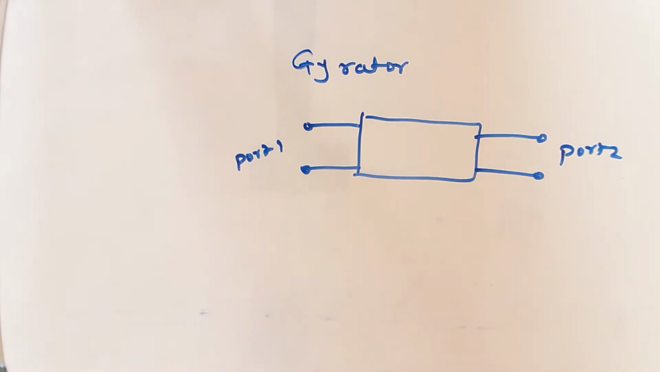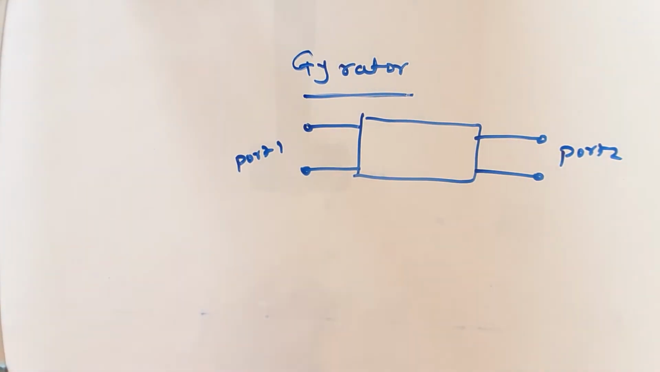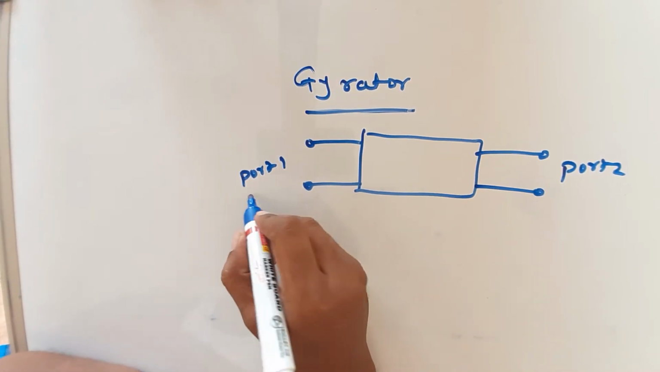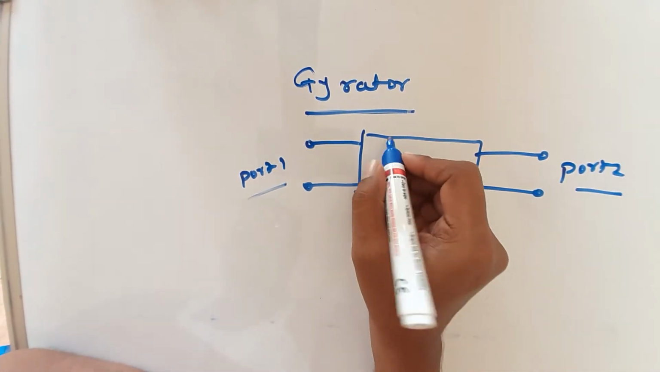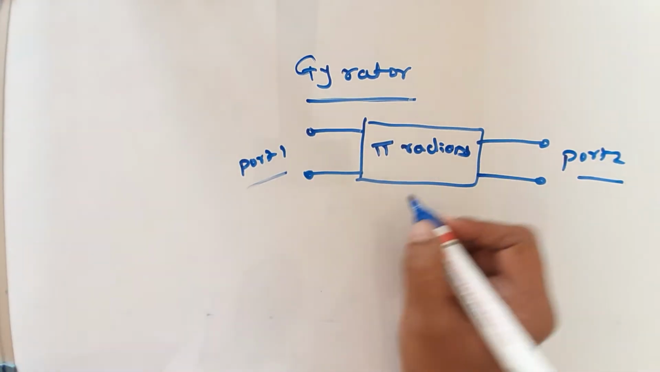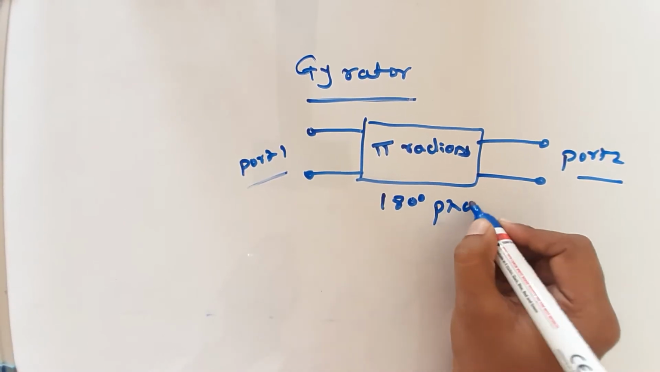So in this lecture we will see what is a gyrator. This is also one more passive component. What is the function of gyrators and what is the use of a gyrator in microwave frequency signals? Okay, so the gyrator is a two-port device which has port 1 and port 2 with a pi radians phase shift, that is a 180-degree phase shift.